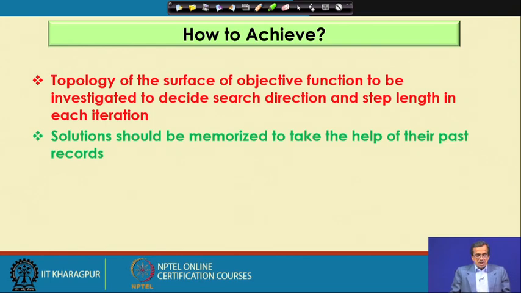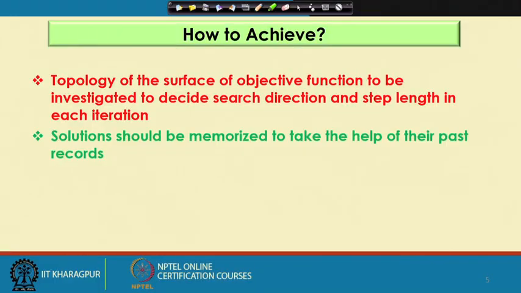Next is, the solution should have memory. That means, whatever happened in the previous iteration or the iteration before that ought to be memorized, and using this past record, that is the history.